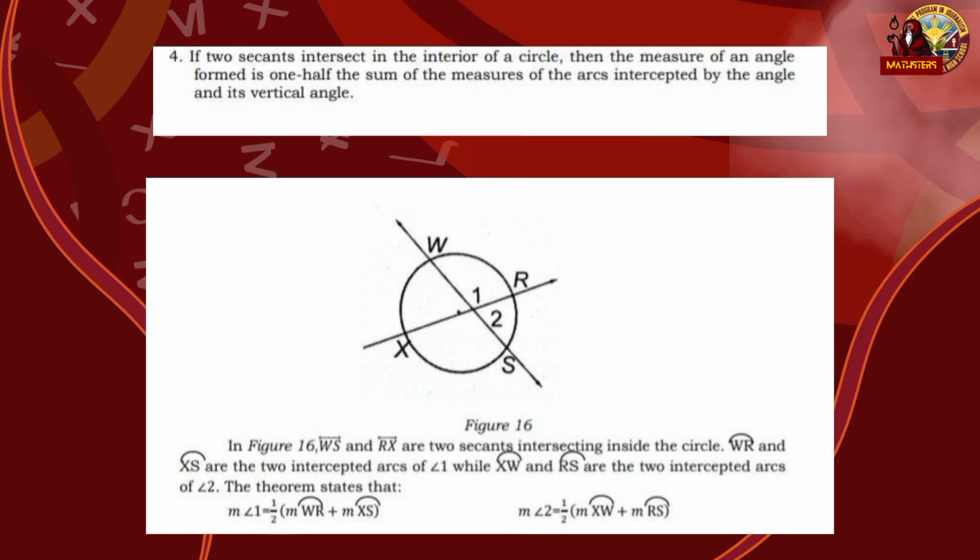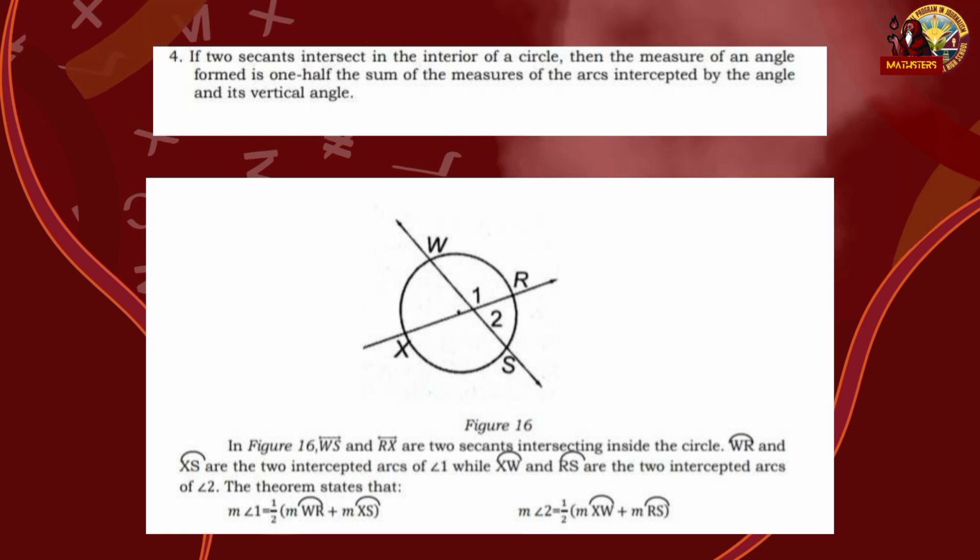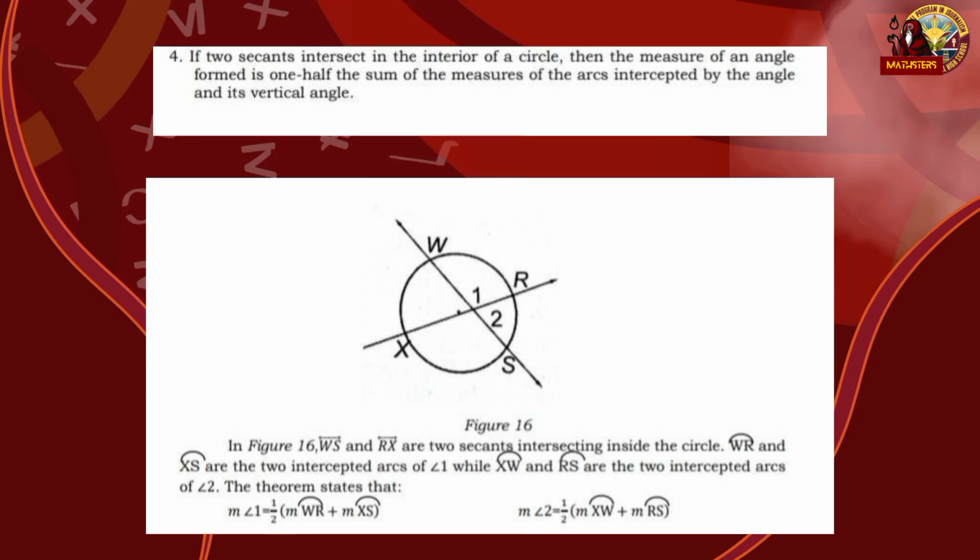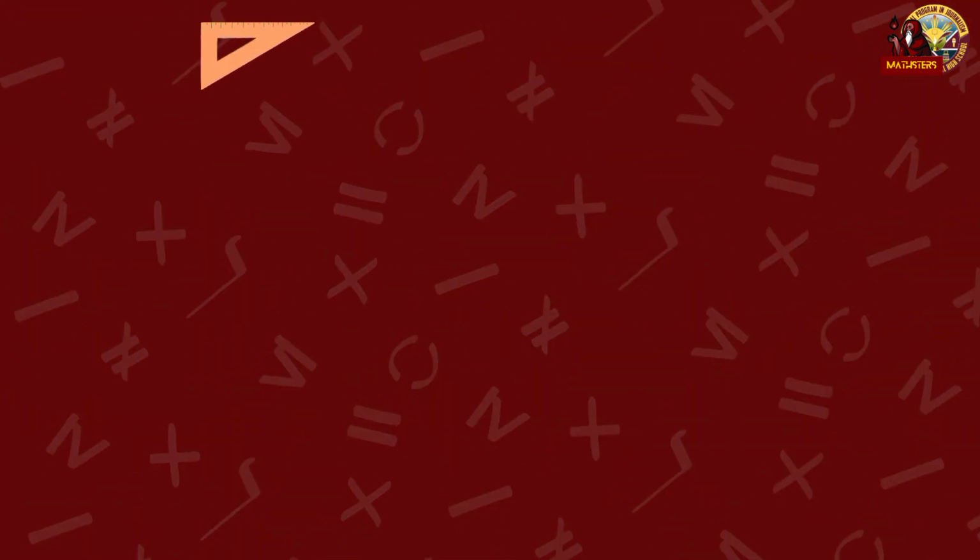In figure 16, chords WS and RX are two secants intersecting inside the circle. WR and XS are the two intercepted arcs of angle 1, while XW and RS are the two intercepted arcs of angle 2. The theorem states that the measure of angle 1 equals 1/2 multiplied by the measure of arc WR plus the measure of arc XS.